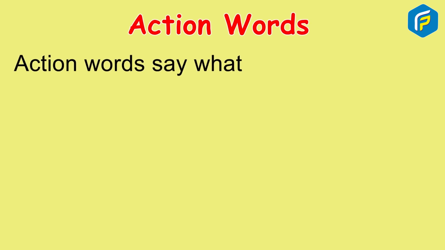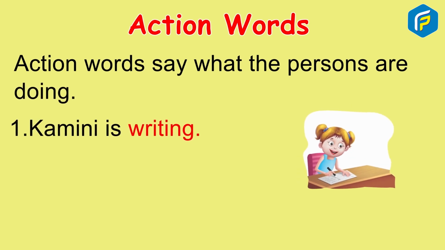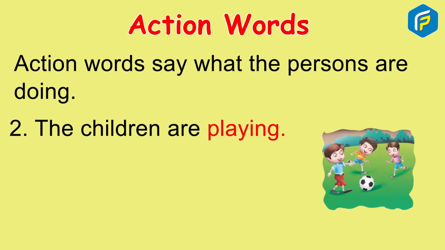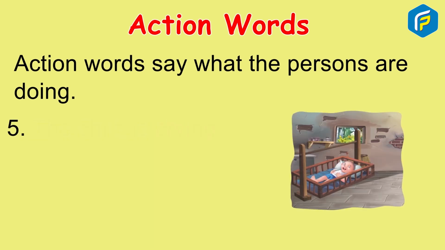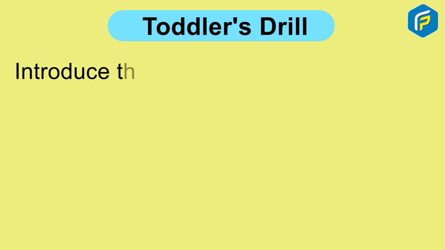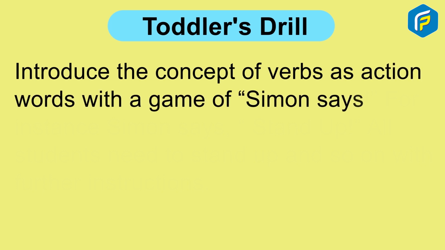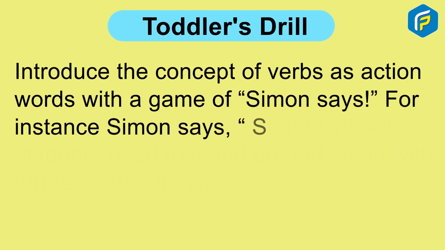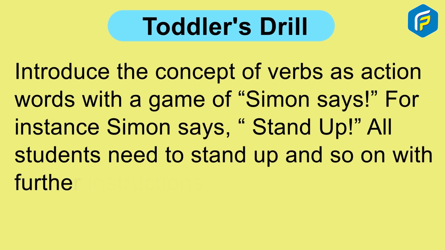Action words. Action words say what the person is doing. Children are playing. The boy is jumping. Varsha is swimming. The child is crying. Sonam is singing. Toddler's drill. Introduce the concept of verbs as action words with the game of Simon Says. Simon says, all the students need to stand up, and so on with further instructions.